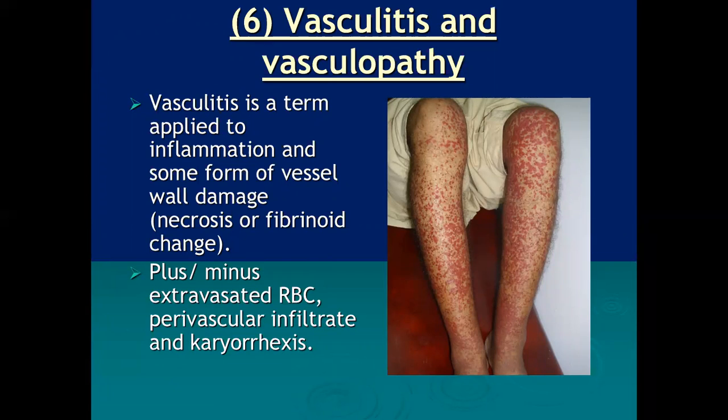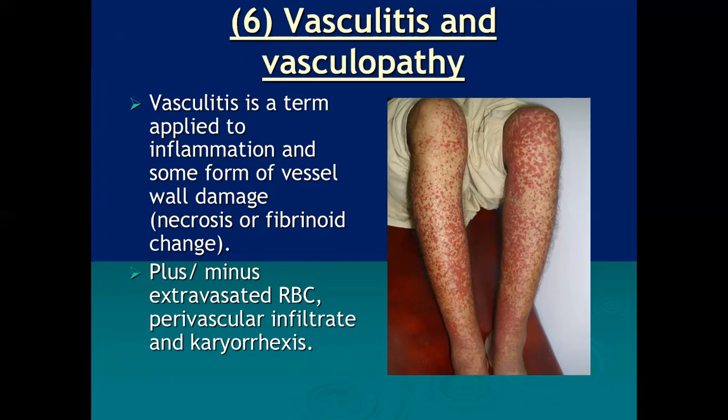The sixth pattern: if you don't find a psoriasiform, spongiotic, lichenoid, vesiculobullous, or granulomatous pattern, but you find pathology in the vessels, then it would fit into a vasculopathic pattern. The pathology can be in small blood vessels, it can be in medium or large blood vessels, it can be a different kind of inflammatory infiltrate. But if the pathology is involving the blood vessels, it would be called a vasculitis or vasculopathy.